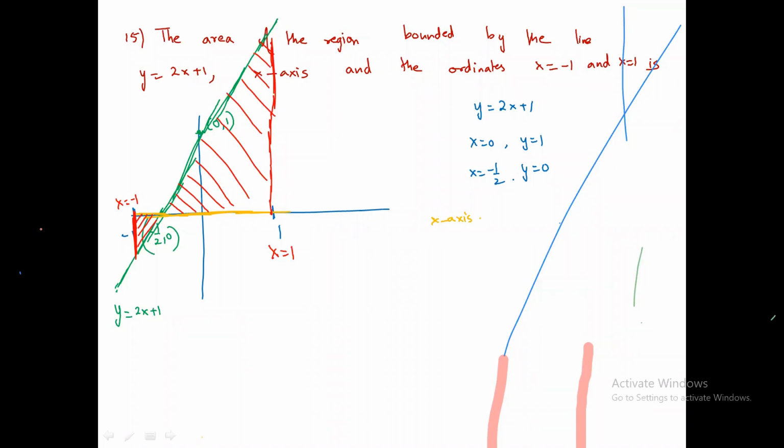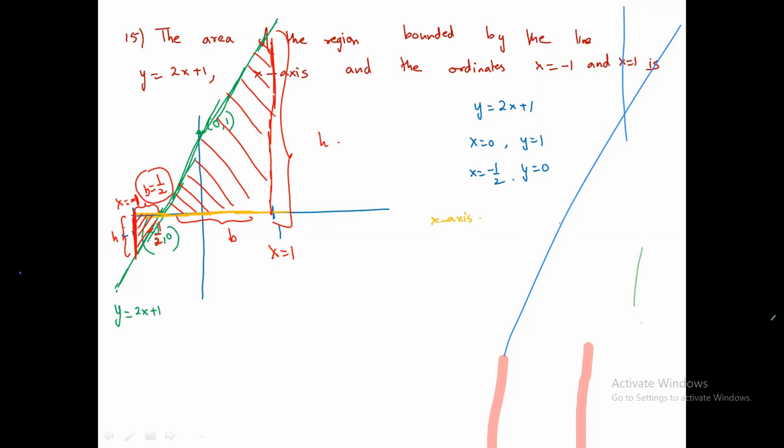So how to find the area? Actually, you need not use integrals. I will tell you the shortcut formula to find the area. For that, we must know, for this triangle, we must know base and height. For this triangle also, right angle triangle, we must know base and height. So what is the base? Between -1 and -half, the distance will be half. So the base is half.